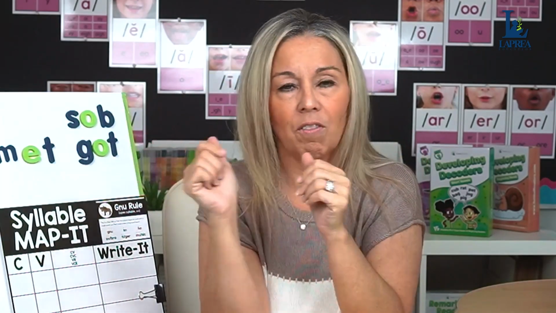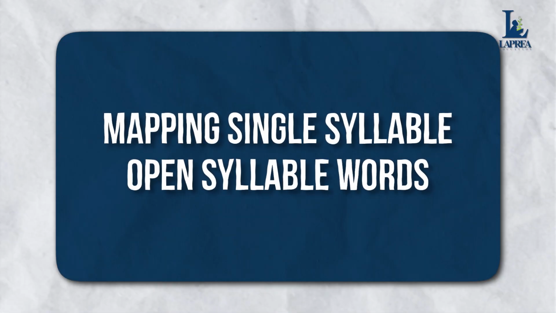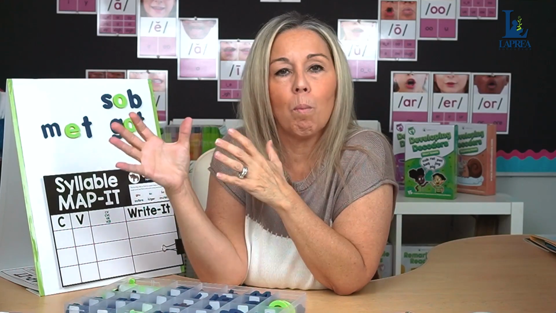Just a great activity to do with your students using magnetic letters because it really helps them to have that tactile understanding of open and closed syllables. Now let's jump into mapping single syllable open syllable words. Now that we understand and know what an open syllable is, let's map a few single syllable open syllable words.